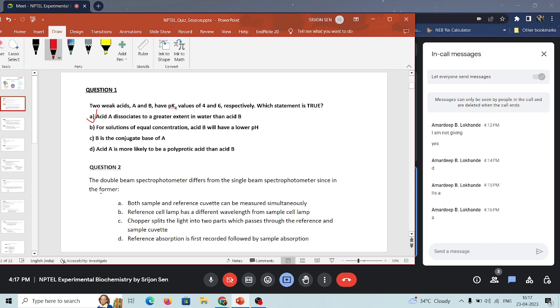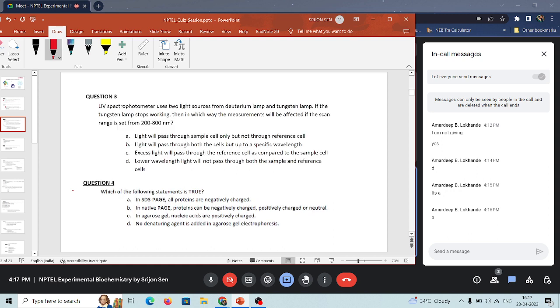For that you have a chopper that splits the light into two parts, which passes through the reference and the sample cuvettes simultaneously. Because of this chopper, the light gets split and it enters the sample and the reference cuvette, and that is the reason why you can measure it simultaneously. So for question number 2, both A and C will be the correct answer. Okay, going to the next question.